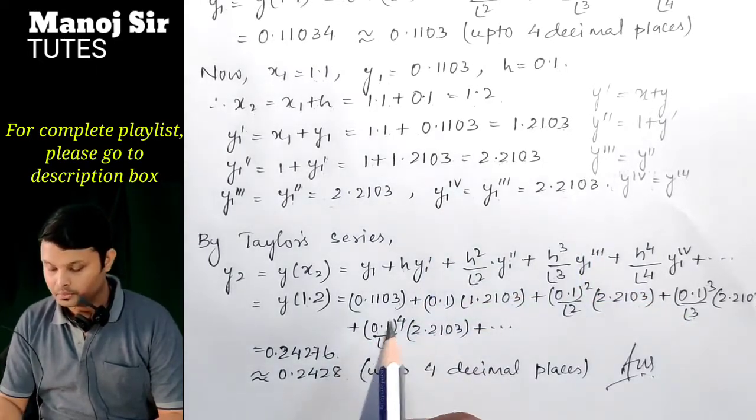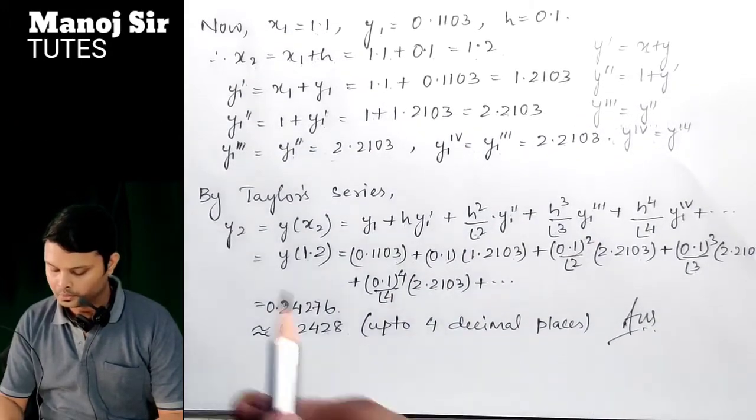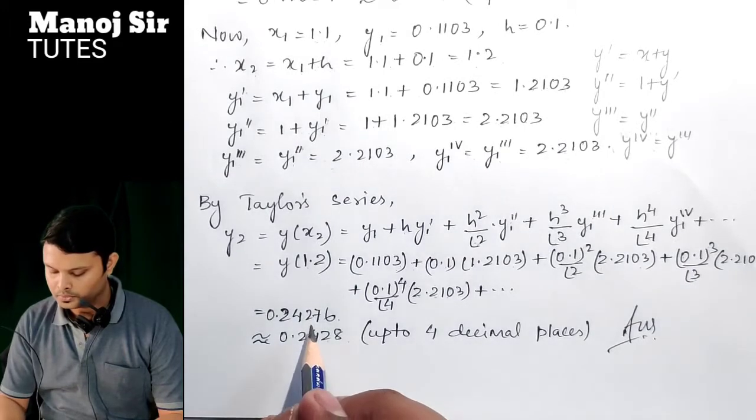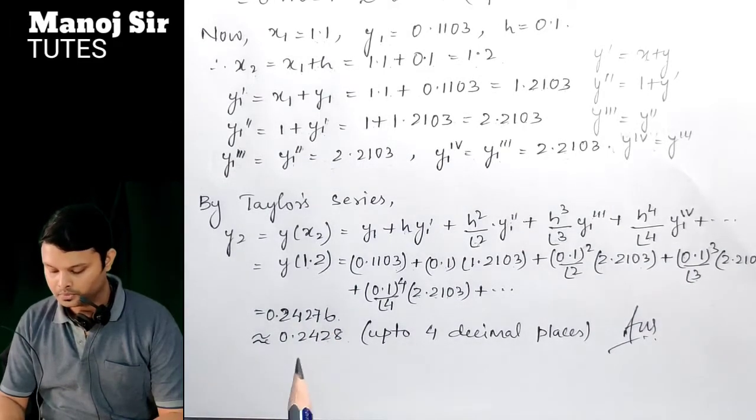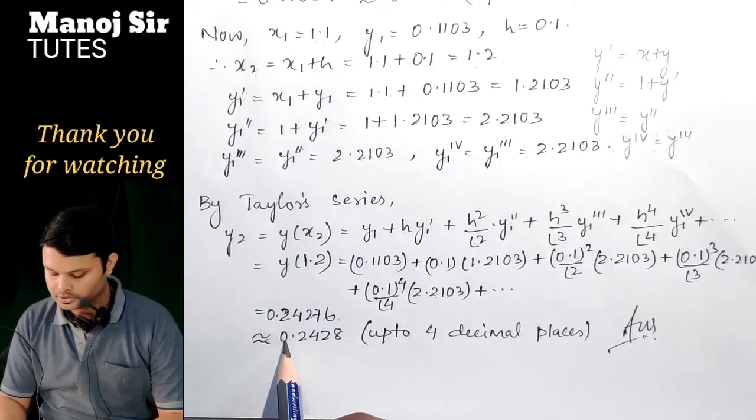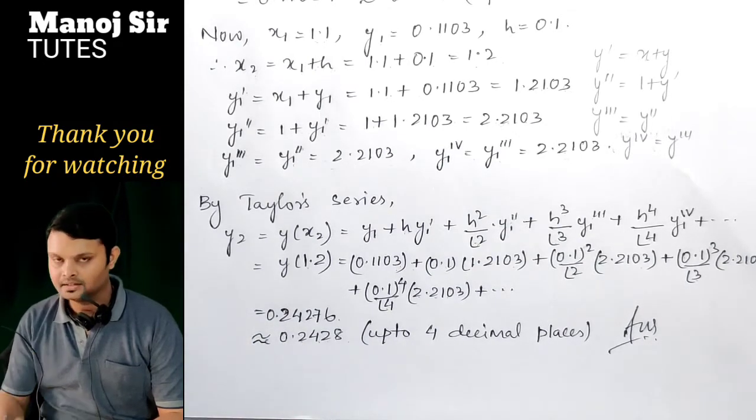Okay. Now if you add all the terms, you will get y2 equals 0.24276. But if you round off this up to 4 decimal places, you will get y2 equals 0.2428, and this is the required solution.